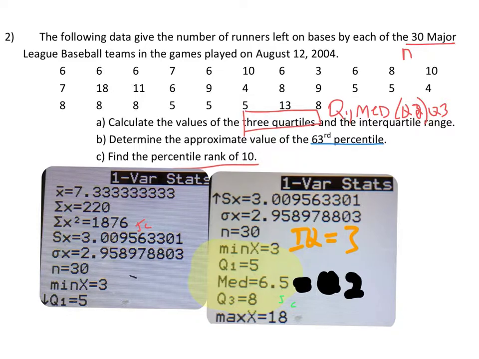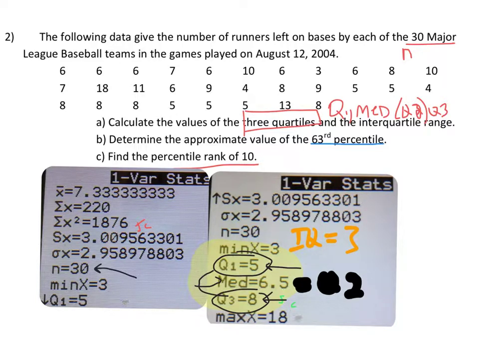So here there are 30 numbers. The average is a little over 7.3. The first quartile is 5. The second quartile, Q2, is 6.5. The third quartile, the upper quartile, is 8. And here your IQR, Q3 minus Q1, 8 minus 5, is 3.